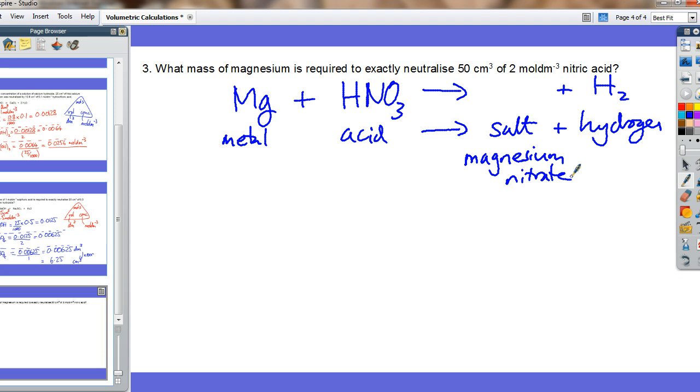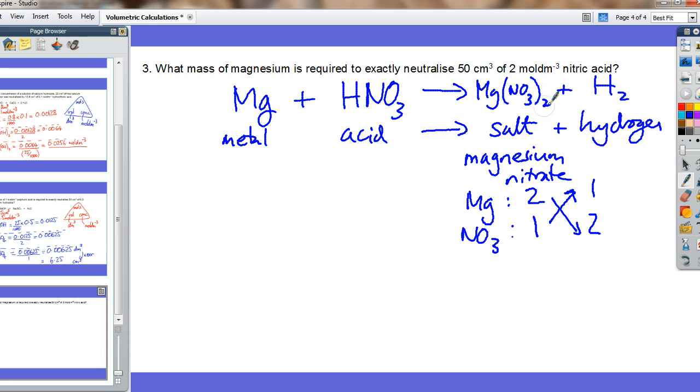And we need to think about the formula of magnesium nitrate. Now hopefully you should know that magnesium is in group 2 of the periodic table, so it would have a valency of 2. Unfortunately nitrate you can't find in the periodic table. You need to learn that nitrate is NO3 and it has a valency of 1. And you should have learnt that when you're writing a formula you swap the valencies over, so we would need 1 magnesium and 2 nitrates, and that would be written as Mg(NO3)2, and that would be the salt that we formed.